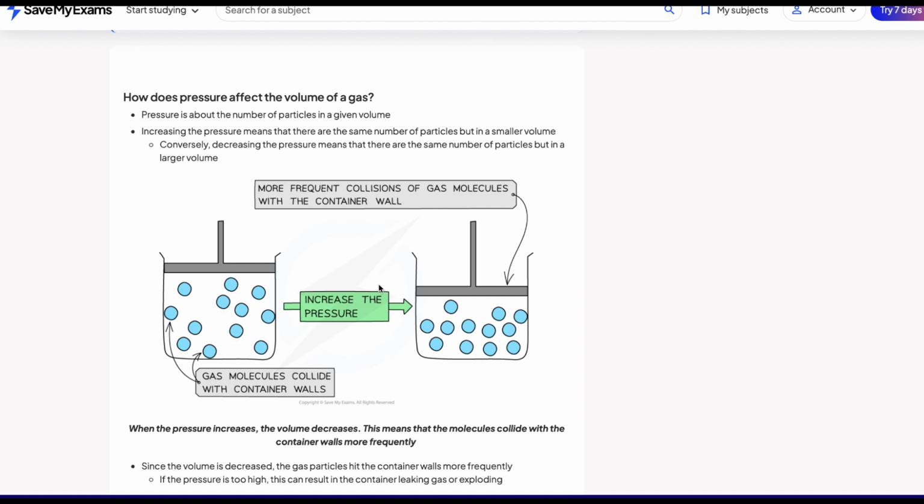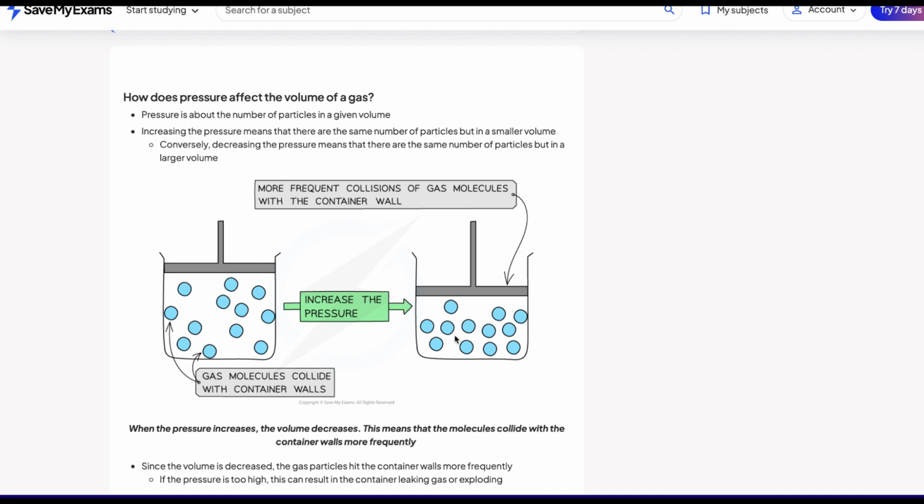How does the pressure affect the volume of the gas? Actually, when the volume is bigger, pressure is reduced. Why? When volume is big, it takes a bit longer for the particles to hit each other because they are more spread out. It's common sense. When the volume is big, the particles have a little bit more space, so they collide a bit later.